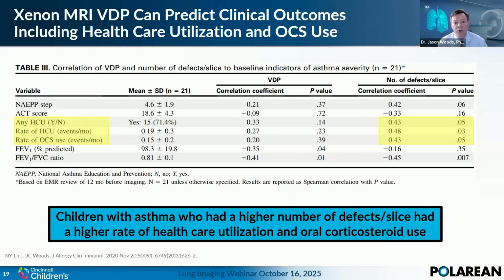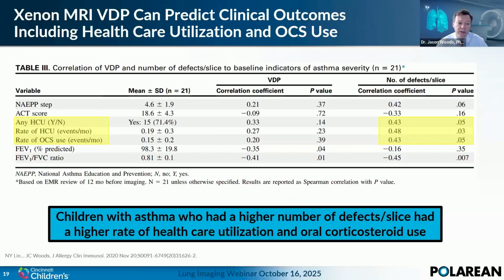And importantly, we can predict and use this as a measure of future exacerbations and clinical outcomes. This is simply a demonstration from our group in severe asthma and pediatrics, but the same kind of thing has been shown in adult diseases and COPD and in severe asthma.